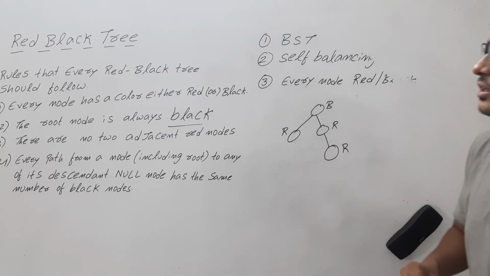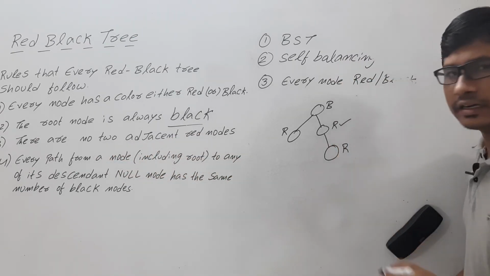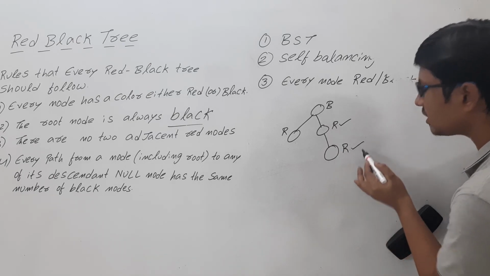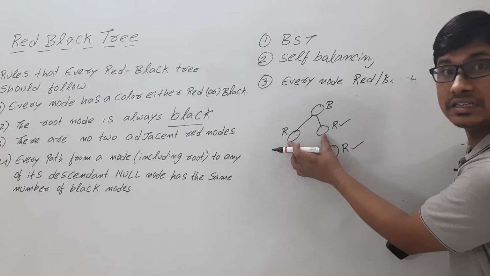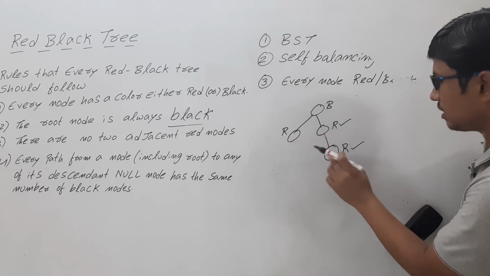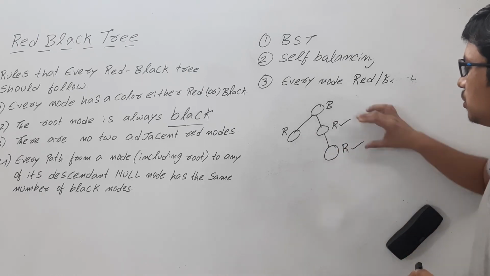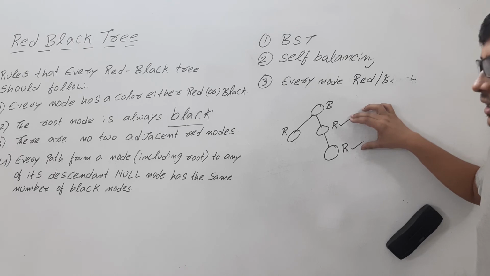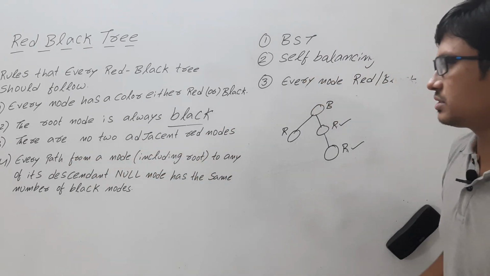that is what they are saying, there are no two adjacent red colors. Suppose if the parent is red color, the child should not have the red color because these two are adjacent. Don't think that these two are adjacent. These two are siblings. Are you able to understand it or not? Whereas this one and this one are adjacent, so they should not have the red color. Is it clear that there are no two adjacent red nodes?